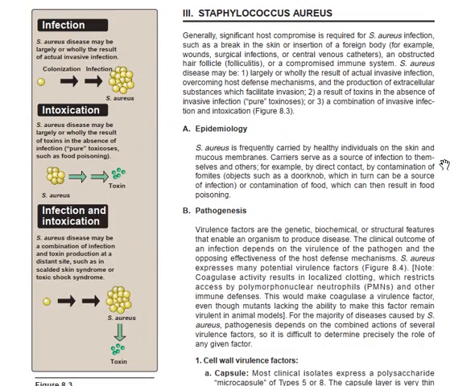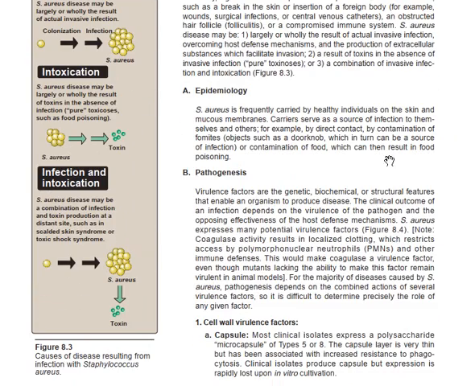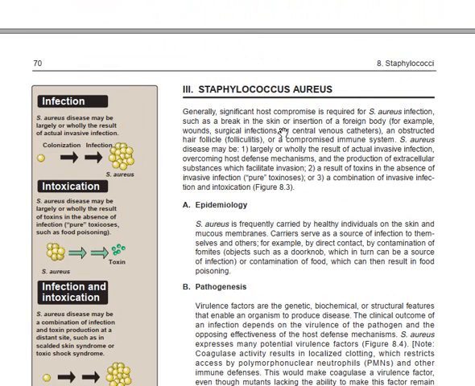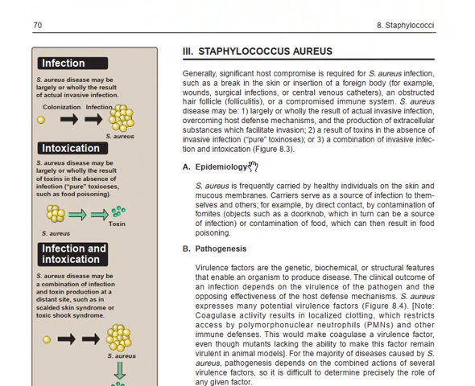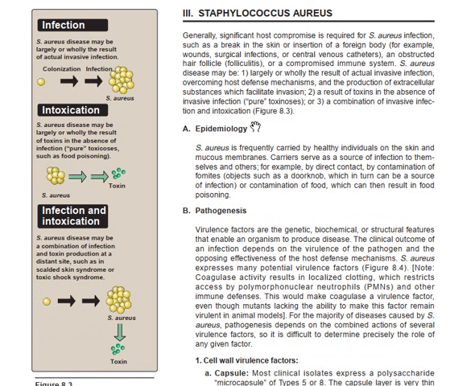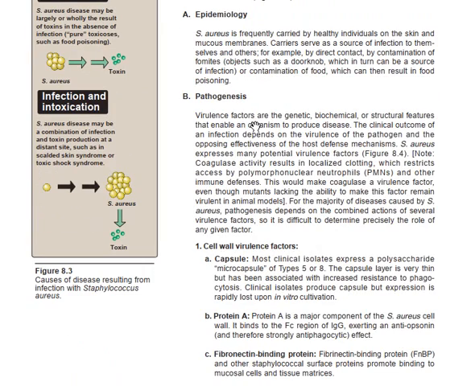Now let's visualize. We need to know that in Staphylococcus we have different things. So we have the Staphylococcus aureus. Generally, significant host compromise is required for Staphylococcus aureus infection. So when you have a break in the mechanical barrier, the Staphylococcus can now enter inside the body. Is it clear? So those are the different things that you should know.